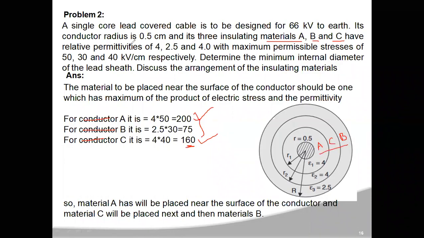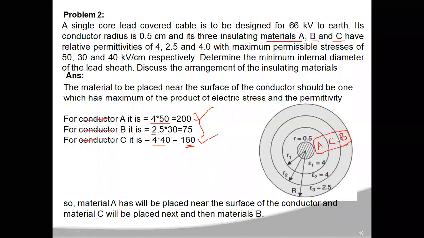So in the given problem, if the dielectric stress for all the layers is not given the same, then you have to find out the products, epsilon 1 G max value products. The material which has the highest product should be placed nearest to the conductor, then the next highest value, which is C here, and then the next value. So A, C, B. These are the materials which should be placed in such a manner.